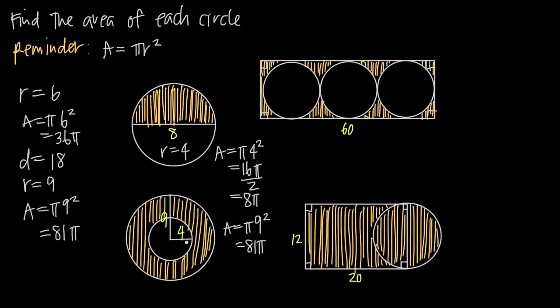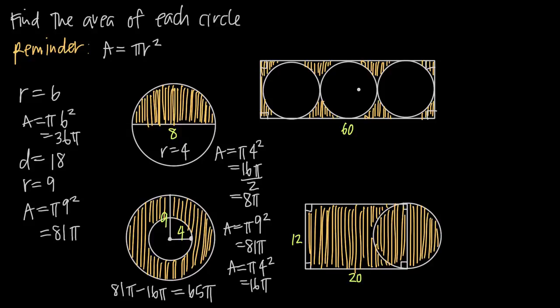Well, the radius of that smaller circle is 4, because remember, this is our center, and this is to the edge of the smaller circle, and we've been told that that distance is 4. So the area of that smaller circle is going to be area equals pi times 4 squared, or area equals 16 pi. So then, to get just the shaded area, I'm going to say 81 pi minus 16 pi is going to be equal to 65 pi, and that'll be the area of the shaded region.